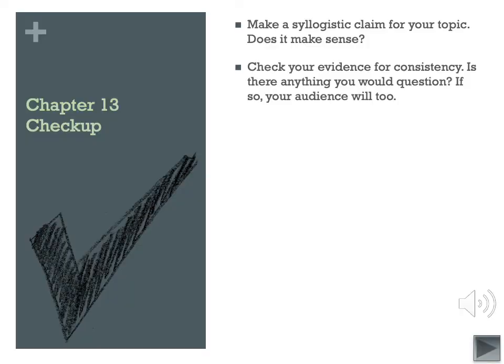It's time for the chapter checkup. Formulate a syllogistic claim for your topic, then assess it for accuracy, relevance, etc. You can log this in your research journal on Blackboard and make any notes you wish to remember. Next, consider what evidence you've already collected.